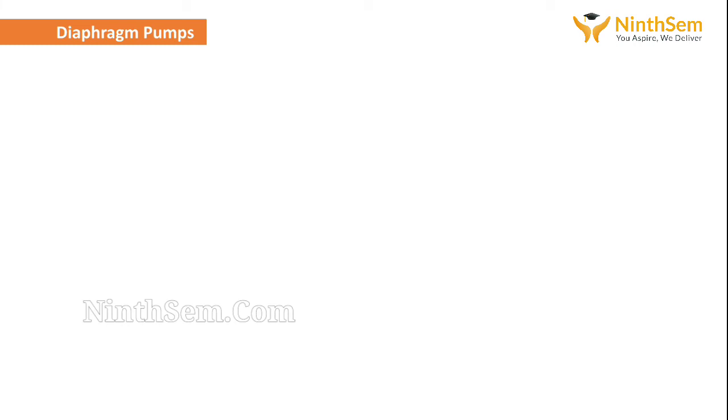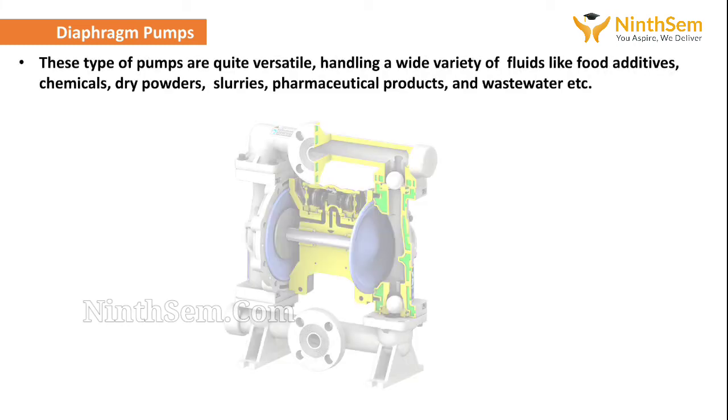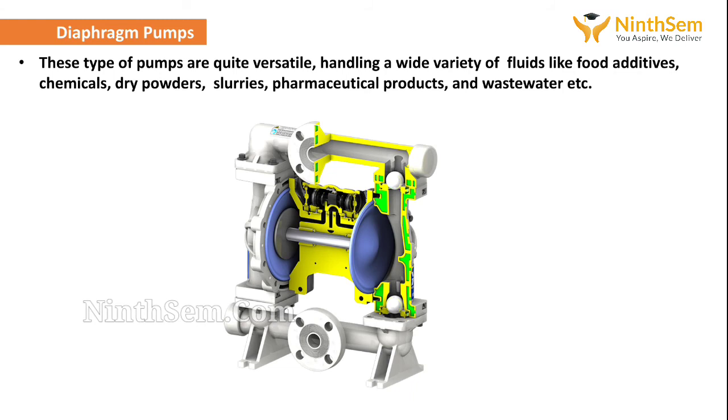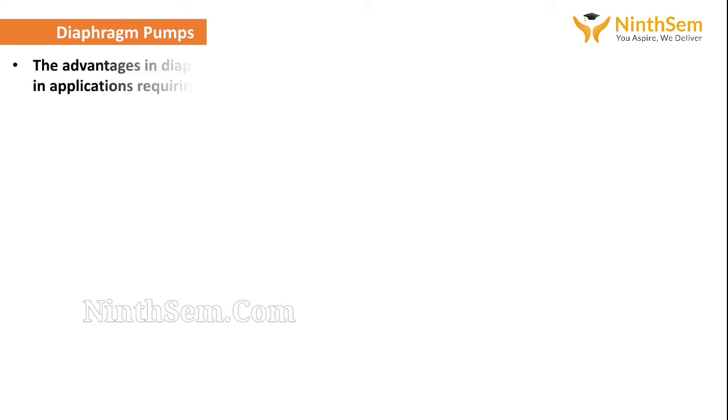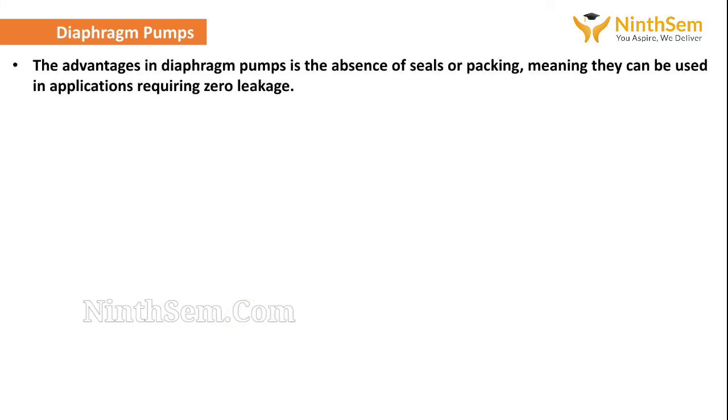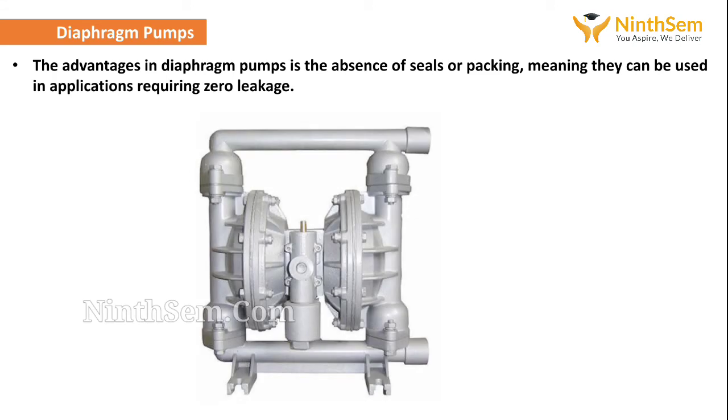Next, come to diaphragm pumps. These types of pumps are quite versatile, handling a wide variety of fluids like food additives, chemicals, dry powders, slurries, pharmaceutical products and wastewater, etc. The advantage of diaphragm pumps is the absence of seals or packing, meaning they can be used in applications requiring zero leakage.